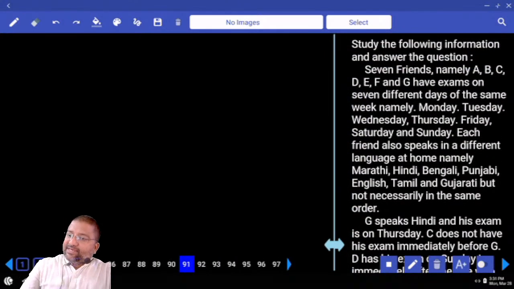Seven friends, namely A, B, C, D, E, F, G, have exams on 7 different days of the same week, namely Monday, Tuesday, Wednesday, Thursday, Friday, Saturday and Sunday. Each friend also picks a different language at home, namely Marathi, Hindi, Bengali, Punjabi, English, Tamil and Gujarati, but not necessarily in the same order. Is this clear?